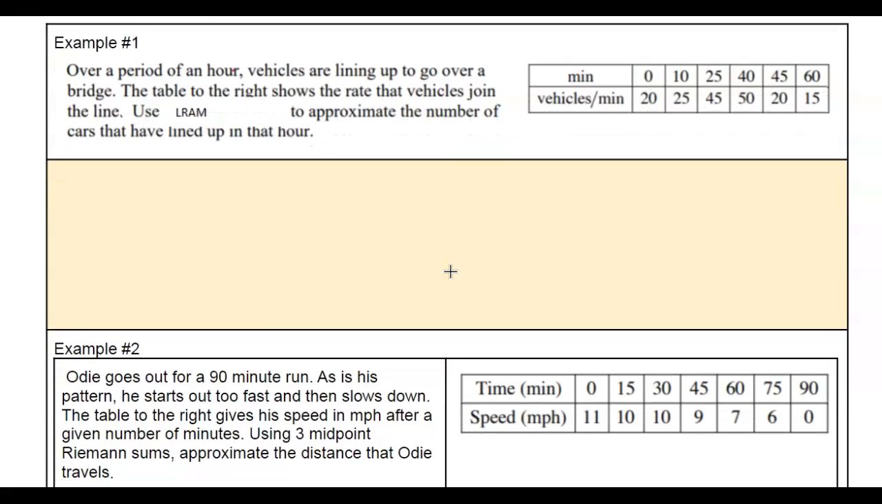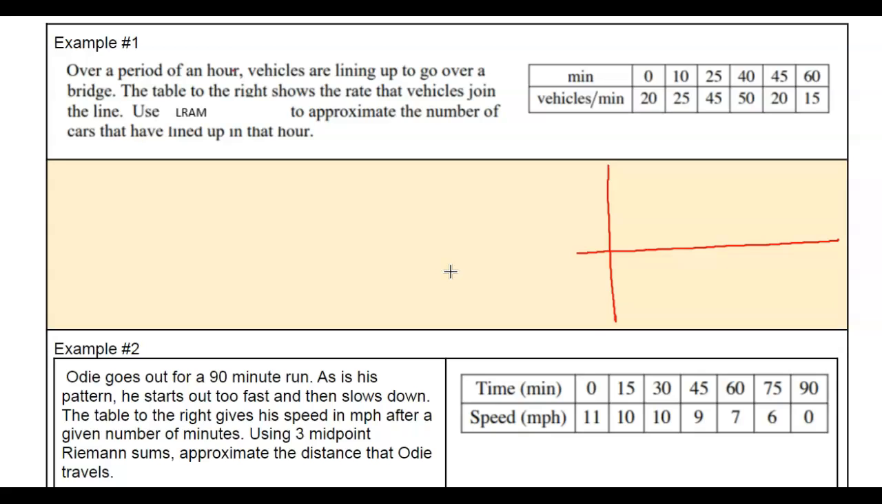It says, over a period of time, we've got vehicles lining up to go over a bridge. So here is our table of information. We want to use LRAM to approximate the number of cars that have lined up in that hour. Okay, so they don't tell us how many to use, so you always want to use as many as you can. I will draw a picture. If you need a picture, you're welcome to, or you can just use the table. So maybe once you see both, you'll understand how to do it.